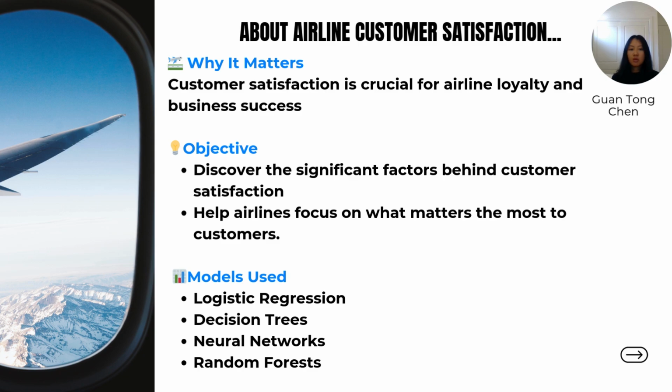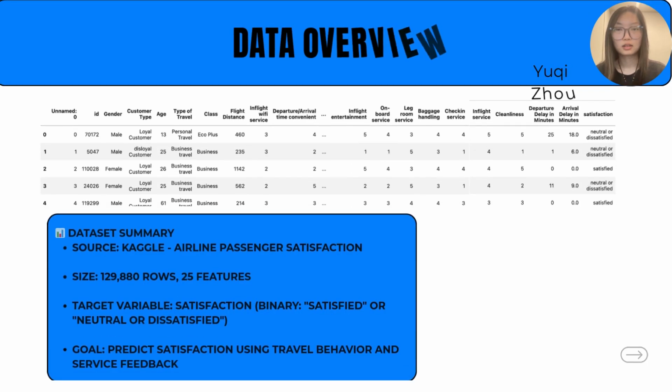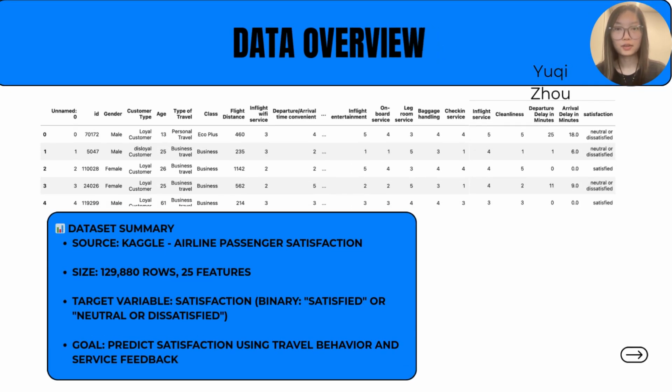To achieve the goal, we use 4 models: logistic regression, decision trees, neural networks, and random forests. Before we dive into the models, let's take a quick look at the data we use to understand customer satisfaction. Let's start with a quick overview of the dataset. We use the airline passenger satisfaction dataset from Kaggle.